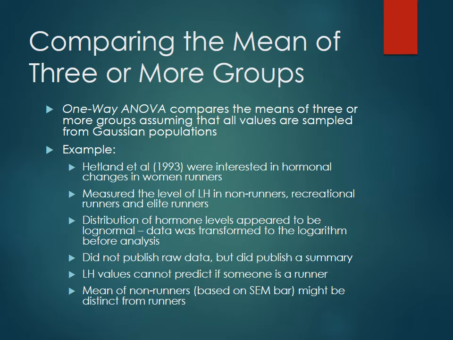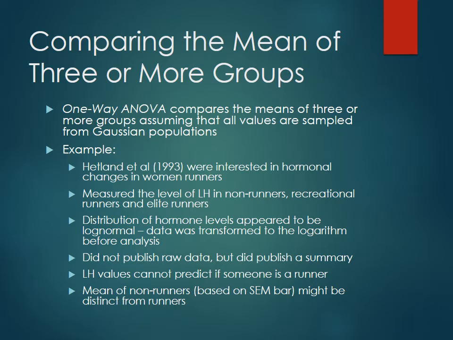Anywho, so they're looking at hormonal changes in women runners. We know that, especially elite runners, can certainly have some hormonal changes that occur. And so what they're doing is they're measuring the level of luteinizing hormone in non-runners, recreational runners, and elite runners. And of course, if you're looking at a study, they would have to identify what they meant by all of that, so how many miles per week they were running, or whatever happens to be. They should be explicit in saying how they define those different categories.